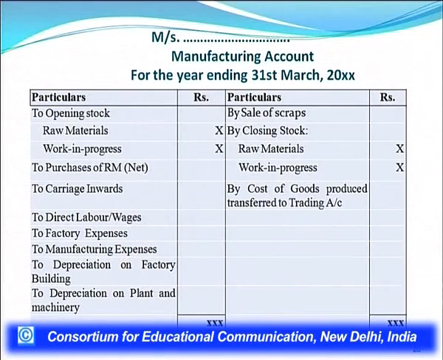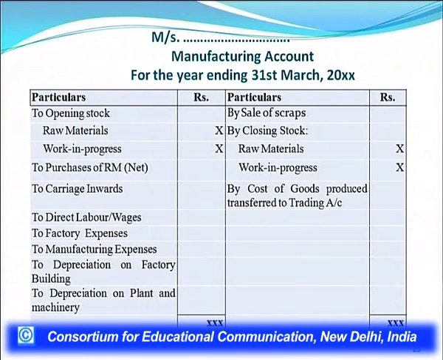Closing stock of raw material and work in progress. One point you will note is that we are recording here only the opening and closing stock of raw material and work in progress. We are not recording here the opening and closing stock of finished goods. The reason is that finished goods is part of trading account, so it cannot be shown in the manufacturing account. So, after writing all these items, the balancing figure on the right side will be cost of goods produced, which is transferred to trading account.